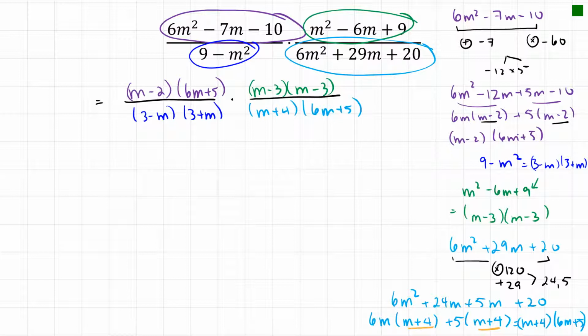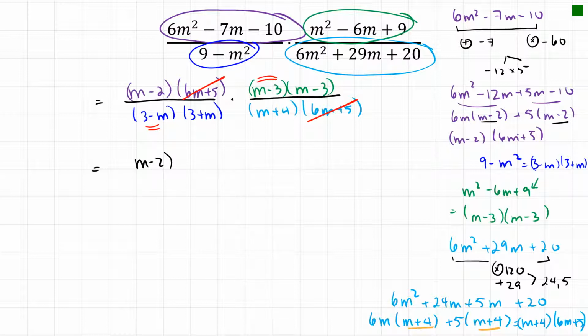So right away, I can see that these 6m plus 5s cancel. I can also see that there looked like opposites here. That one and that one are opposites, so I'm going to pull out a negative. So my next step is to pull out a negative.